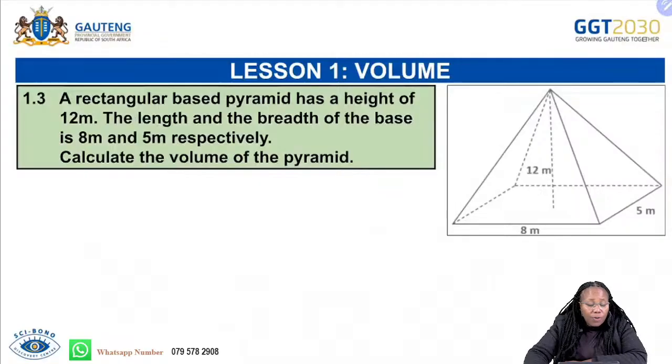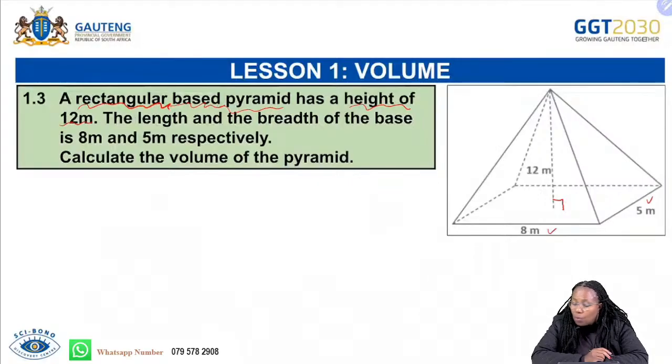And then now we are looking at a rectangular based pyramid. So they are telling you that the base of this pyramid is rectangular. And then it has a height of 12 meters. That is the perpendicular height, great, Charles. And then the length and the breadth of the base is 8 meters and 5 meters respectively. Calculate the volume of the pyramid.